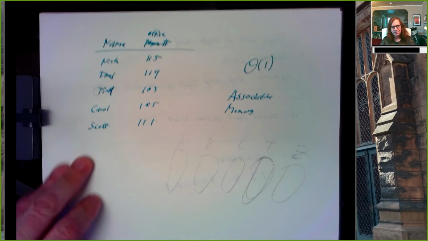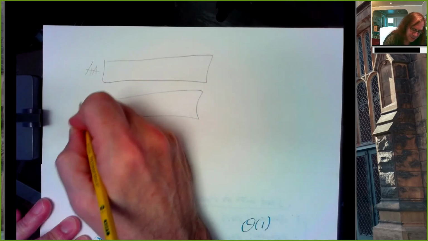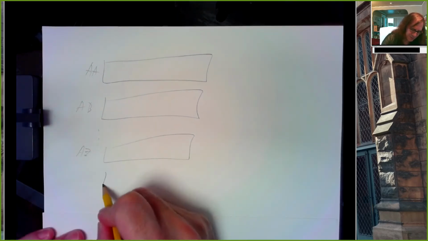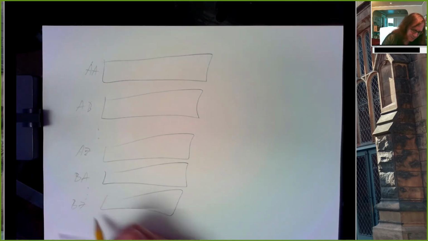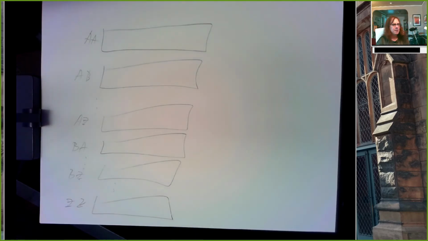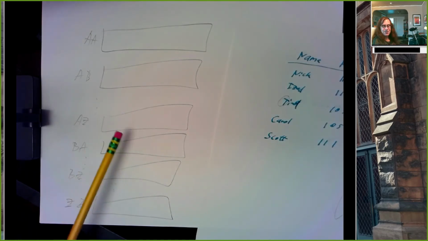So let's do that. Let's make an array AA. Let's make an array AB. Let's make an array AZ. Let's make another array for BA, BZ, all the way down to an array for ZZ. We've got 26 times 26 arrays now. But a really good chance that whatever name you're looking for, there's not too many things in that array.